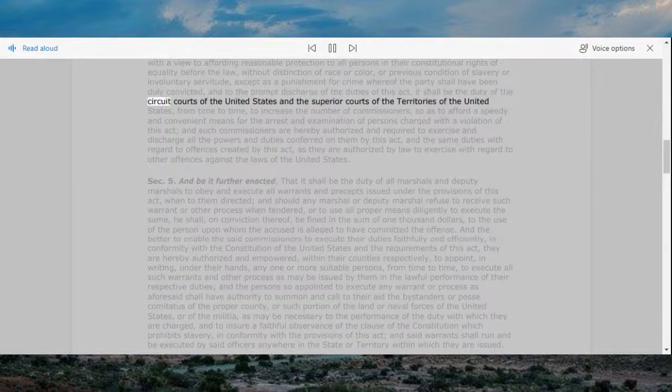It shall be the duty of the circuit courts of the United States and the superior courts of the territories of the United States, from time to time, to increase the number of commissioners, so as to afford a speedy and convenient means for the arrest and examination of persons charged with a violation of this Act, and such commissioners are hereby authorized and required to exercise and discharge all the powers and duties conferred on them by this Act, and the same duties with regard to offenses created by this Act, as they are authorized by law to exercise with regard to other offenses against the laws of the United States.